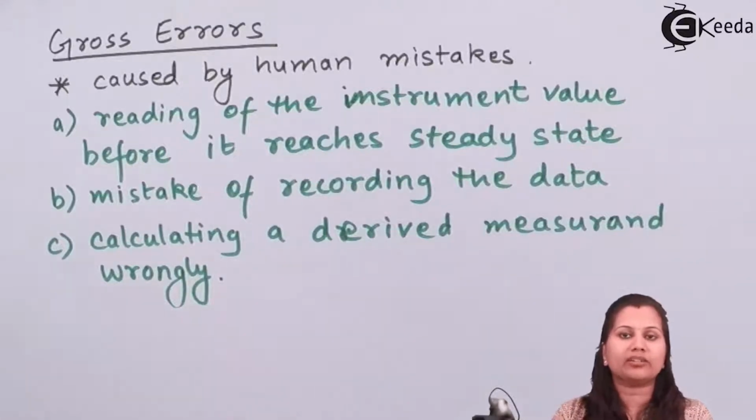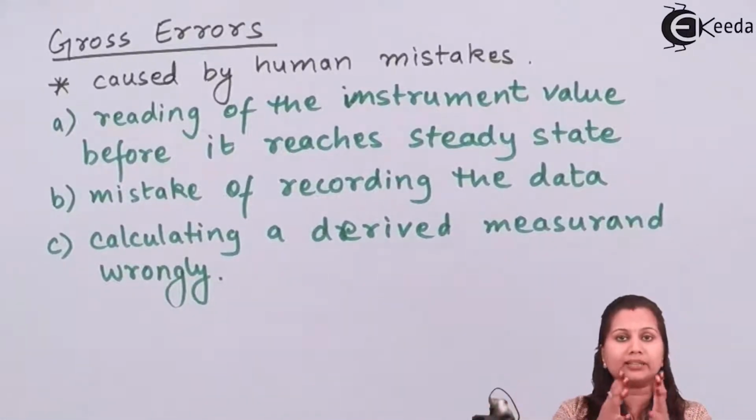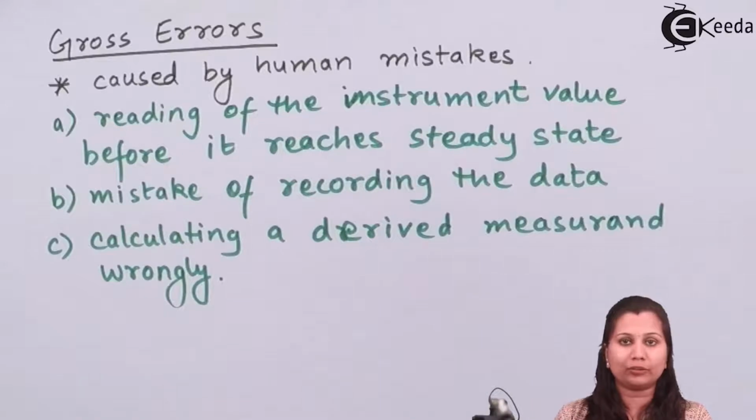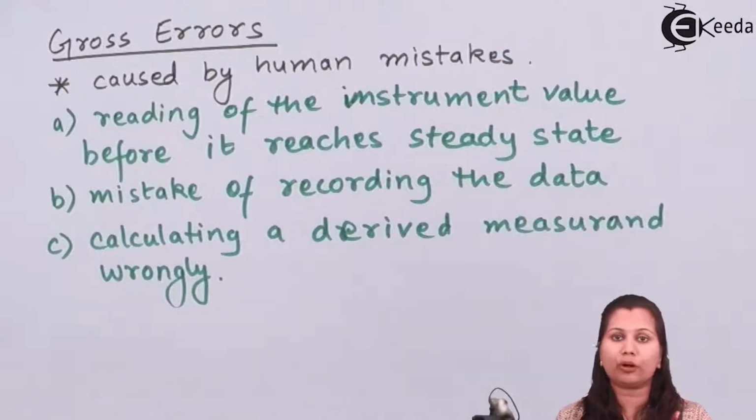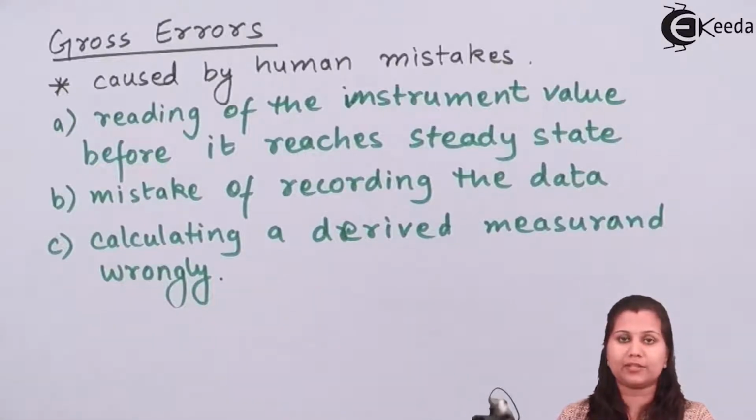Suppose we are measuring the resistance by dividing the values of the voltmeter and the ammeter. If we do some wrong division or some wrong calculation, we will get an incorrect value of the resistance, which is different from the actual value. So that will be a type of gross error. All the errors occurring due to human mistakes, due to the mistake of the observer, come under the category of gross errors.